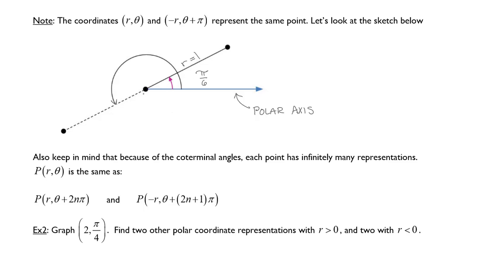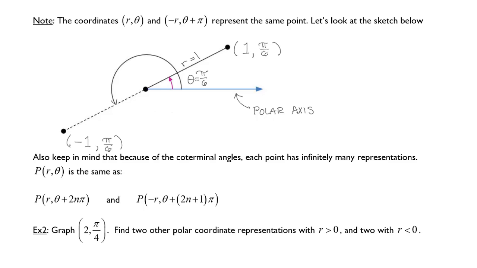But we do need to point out that if we were to take this angle pi over 6 and we were to make the radius negative, we would be over at this point here. This would be negative 1, comma pi over 6. And over here, in the positive direction for the radius, we would just have 1, comma pi over 6.